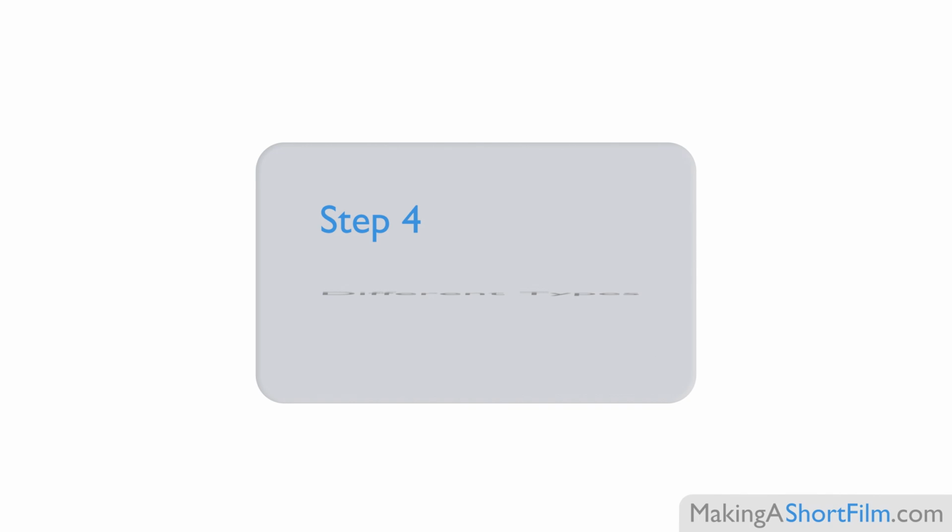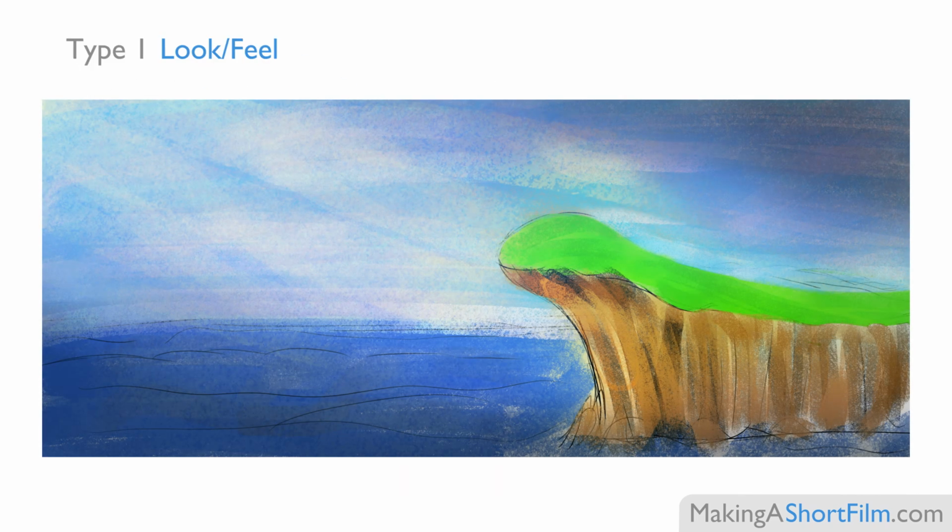Step 4. Different types. Now when we know what parts of the film we will have to draw, we have to decide in what way they will be drawn. There are basically two types of concept art. The first one is all about finding the look and feel of your film. You do this by painting kind of photographs that shows your world and the way it looks.